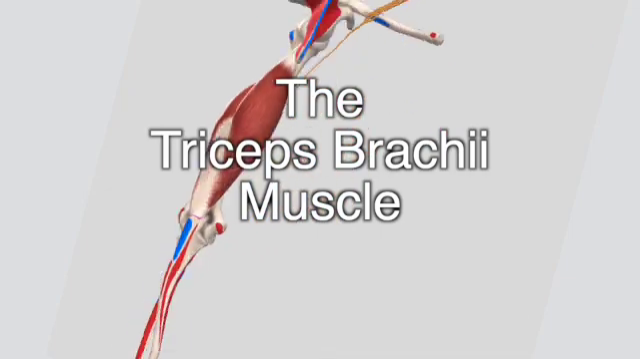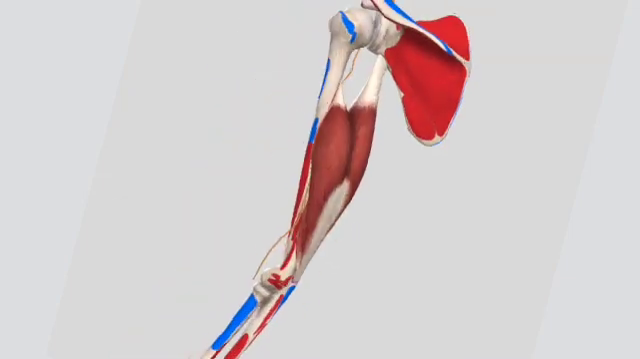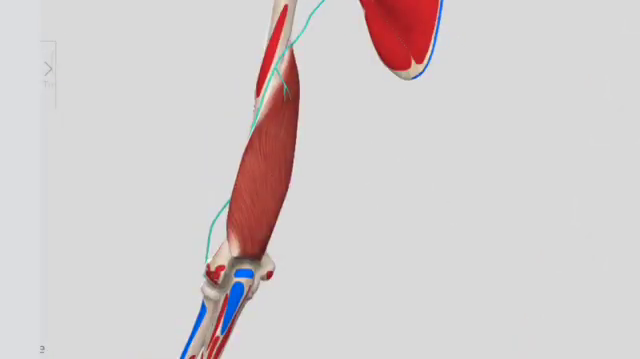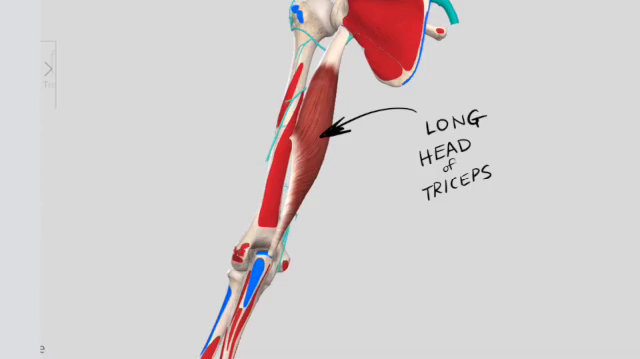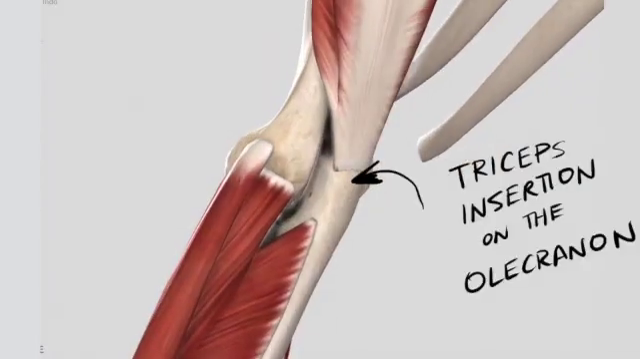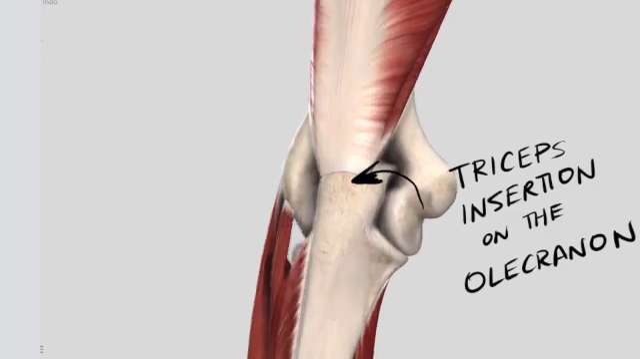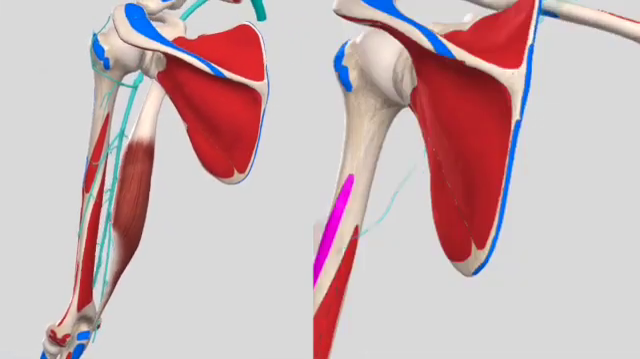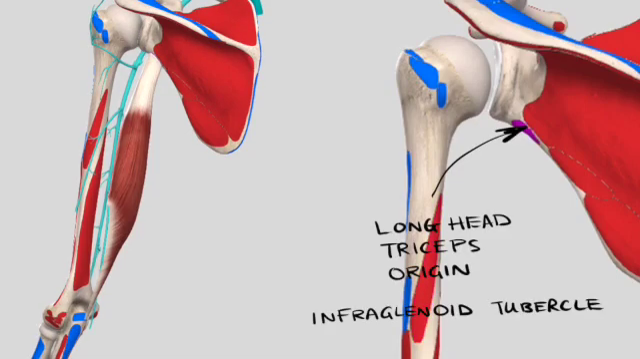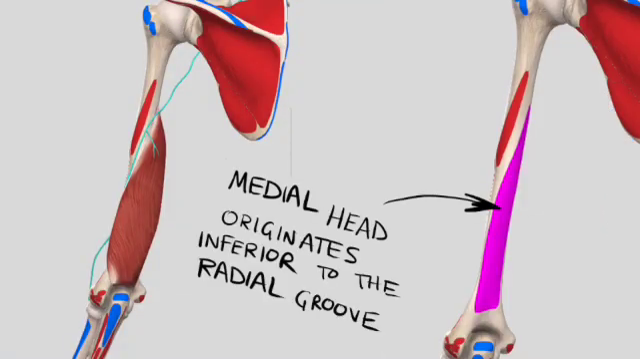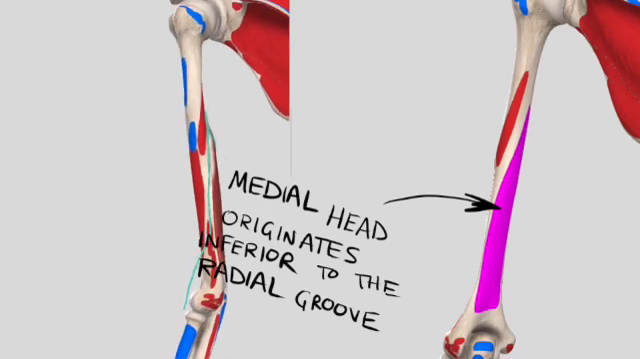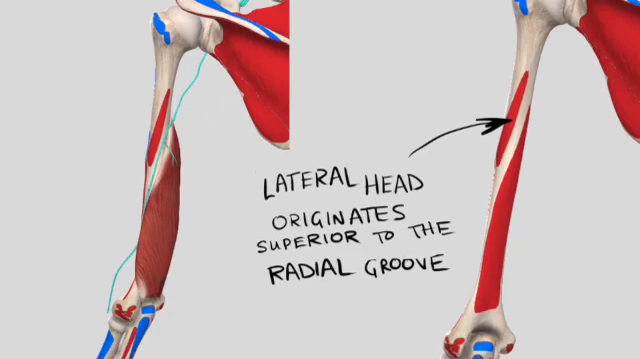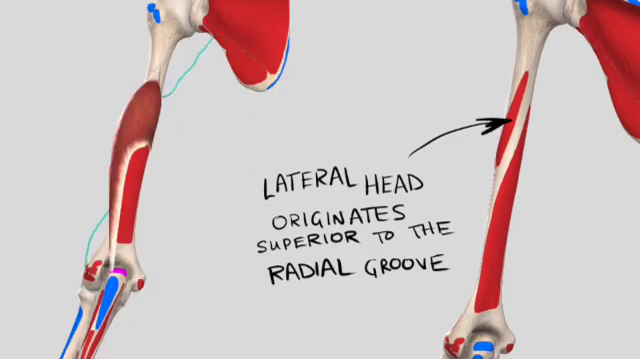Triceps brachii. The long, flat triceps brachii tendon attaches the muscle bellies of the medial, lateral, and long head of the triceps brachii muscle to the superior end of the olecranon of the ulna and the antebrachial fascia. The origin of the long head of the triceps is at the infraglenoid tubercle of the scapula. The medial and lateral heads of the triceps originate on the shaft of the humerus. The medial head originates inferior to the radial groove, while the lateral head originates superior to the radial groove.